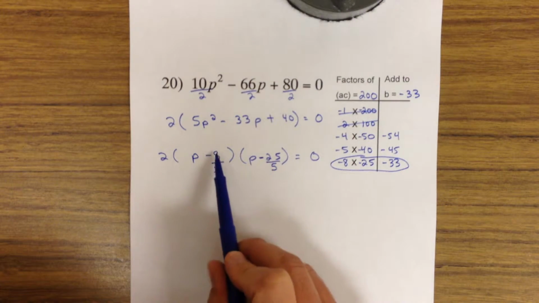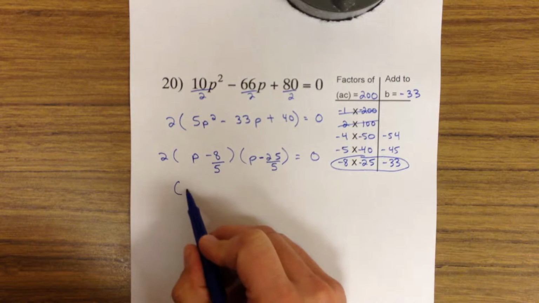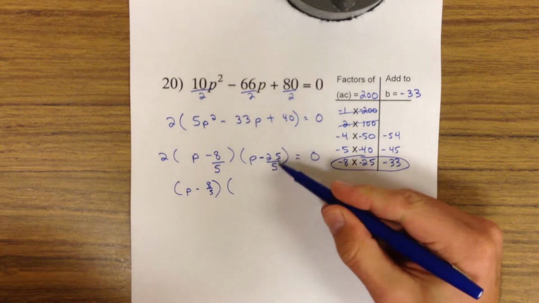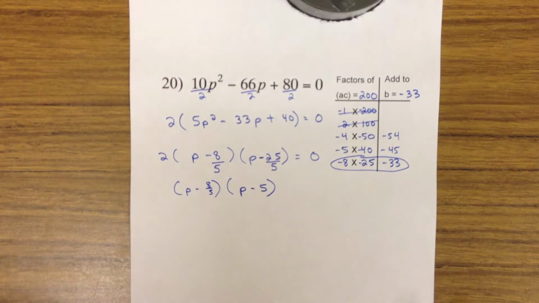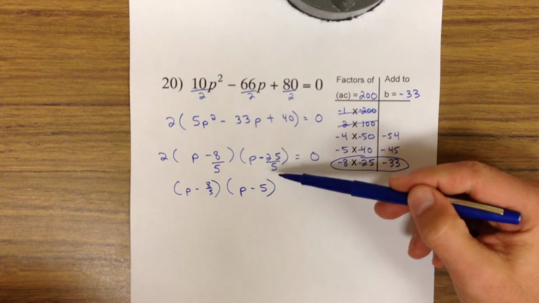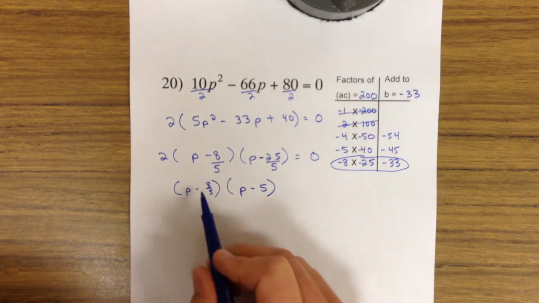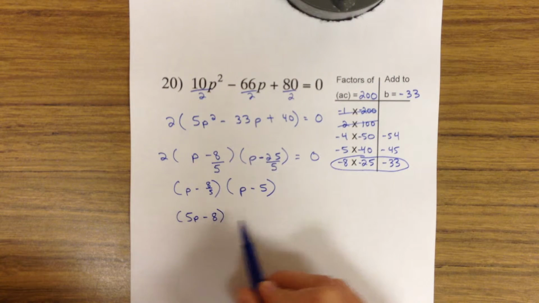Now this one here, 8/5, cannot be reduced. So we'll just rewrite that one. This one here, 25 divided by 5, is just 5. So if it reduces down to a whole number, just write it like that. If you cannot reduce it the whole way, this 5 is going to go with the p, the 8 is going to stay put.